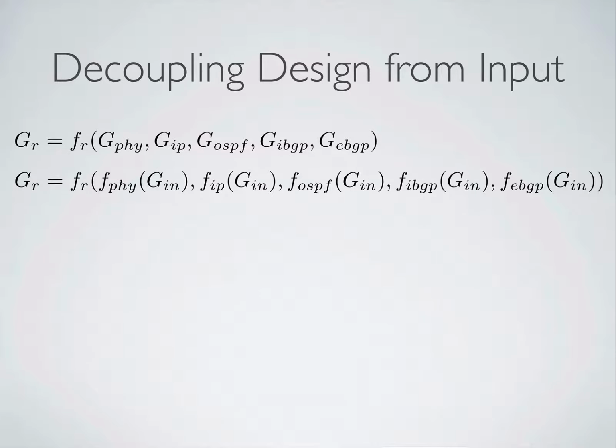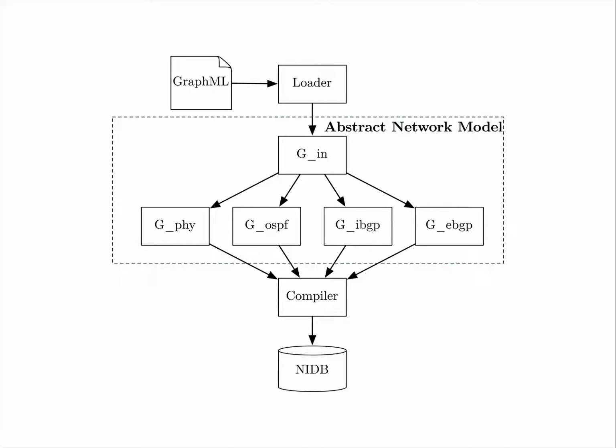We could take this one step further. Each of these physical, IP, etc. graphs are defined by a function of the input. Resource graph, which is then pushed straight into the templates, is then a function of the input topology. This forms a high-level model used in our system in which the input graph, such as expressed in GraphML, is loaded into a NetworkX graph. This forms the input graph GIN.